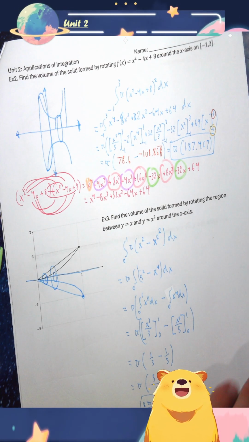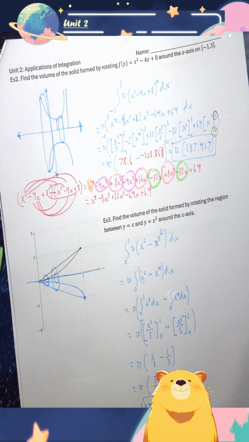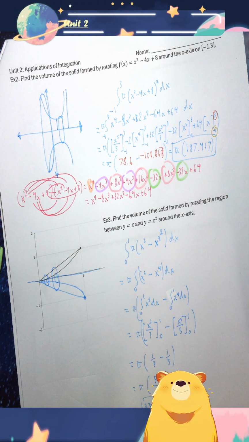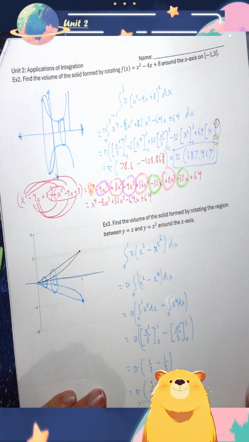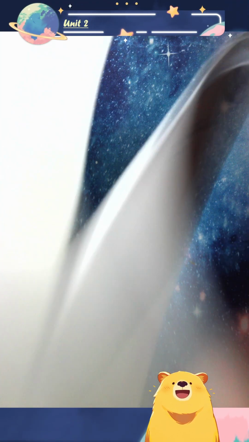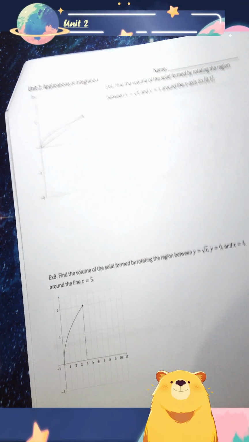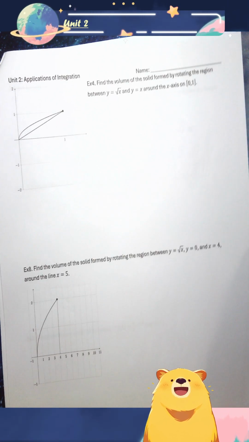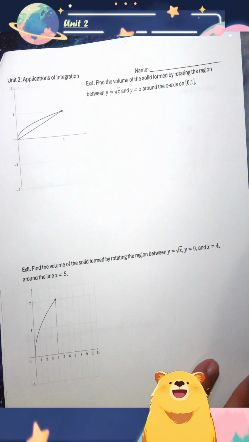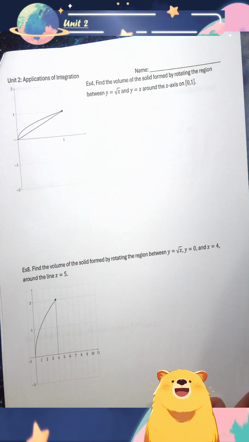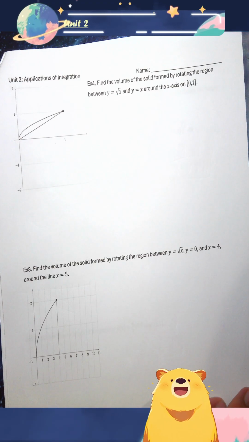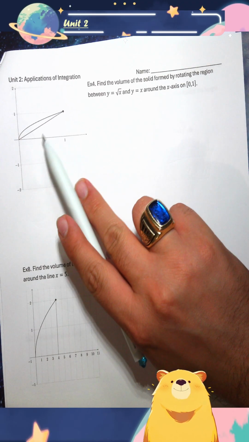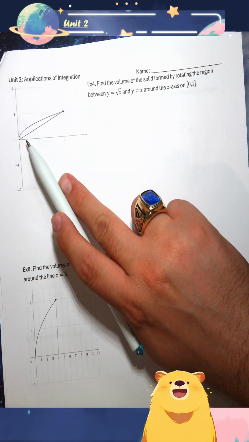All right, let's go ahead and move on to another washer. This one says find the volume of the solid by rotating the region between y equals the square root of x and y equals x on the x-axis from 0 to 1. So over here, we have the square root, and then we have x.